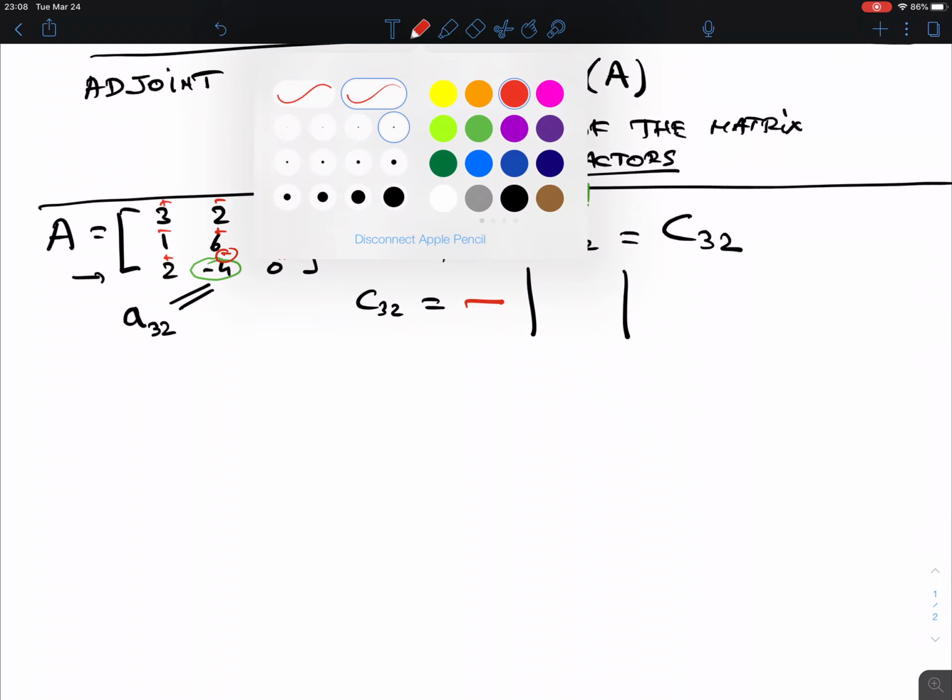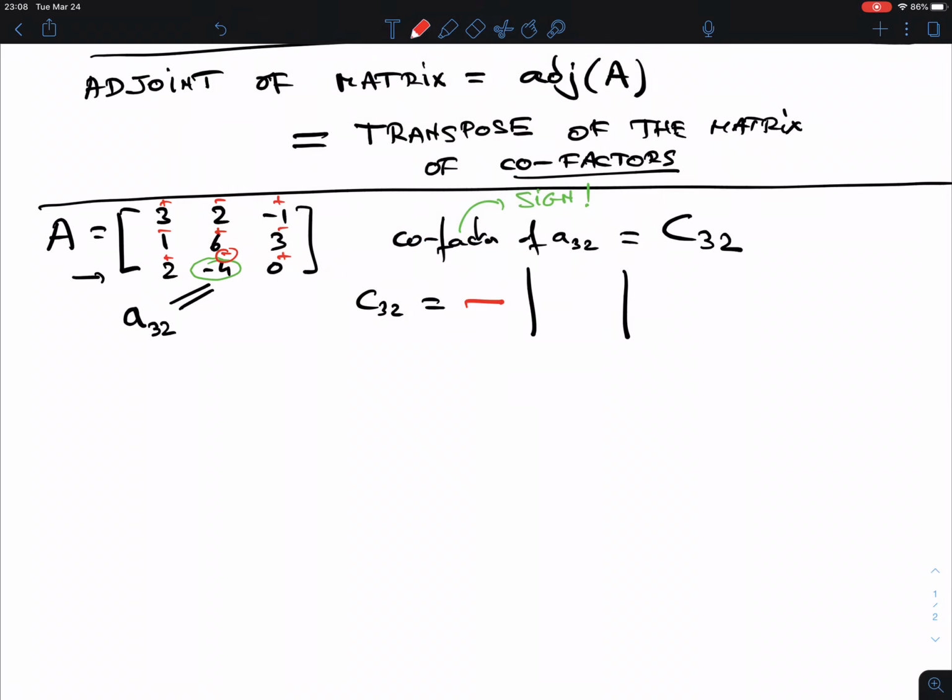Good, and what else? Then we scratch out the row and the column that the element belongs to. In other words, the third row and the second column, that's what we scratch out, and we're left with 3, minus 1, 1, 3, correct? Okay, but let me undo this.